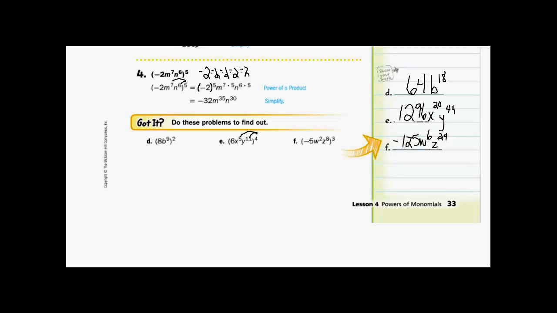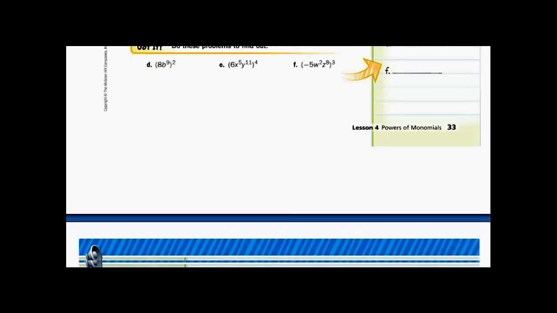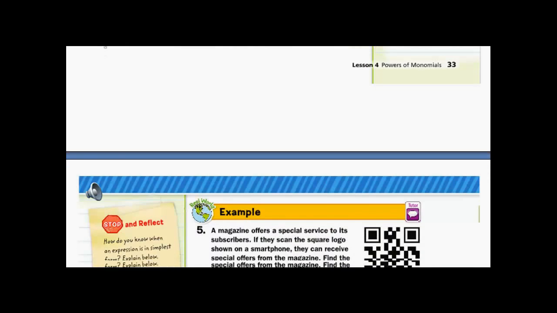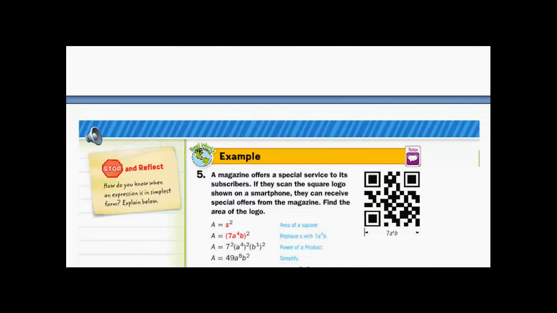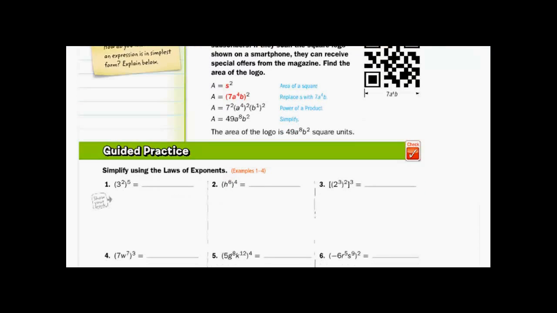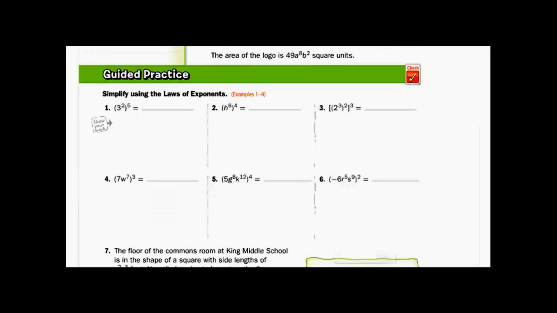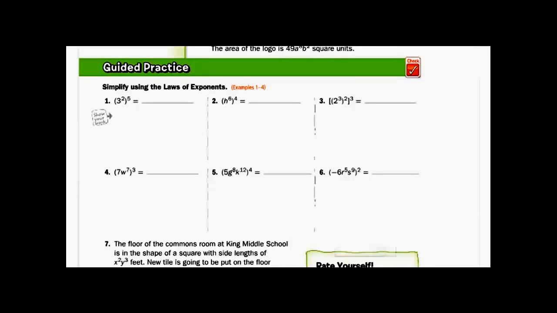Okay, let's do some quick examples under the guided practice, and you will be done. So, on the next page, simplify using the laws of exponents. For number 1, 3 squared to the 5th power. There's only one thing in there, so it's not like you take 3 times 3 times 3 5 times. There's only one thing inside that parentheses, so you just take the exponents and multiply them. So it is 3 to the 10th.